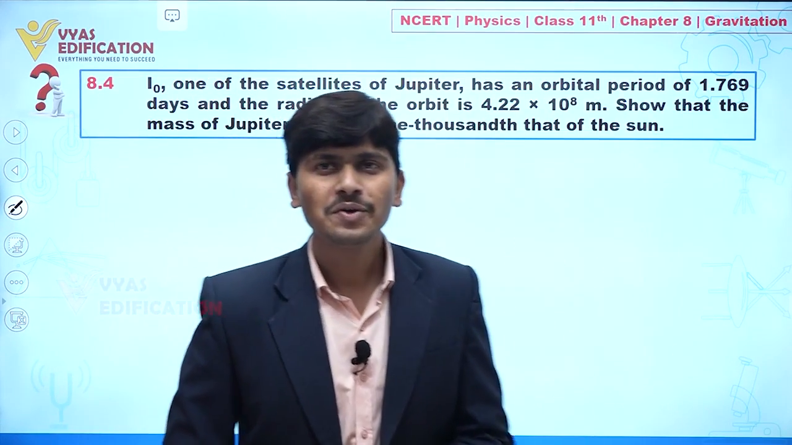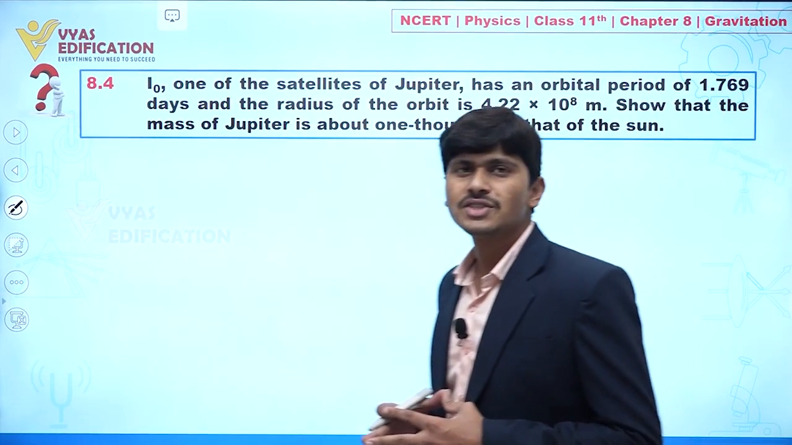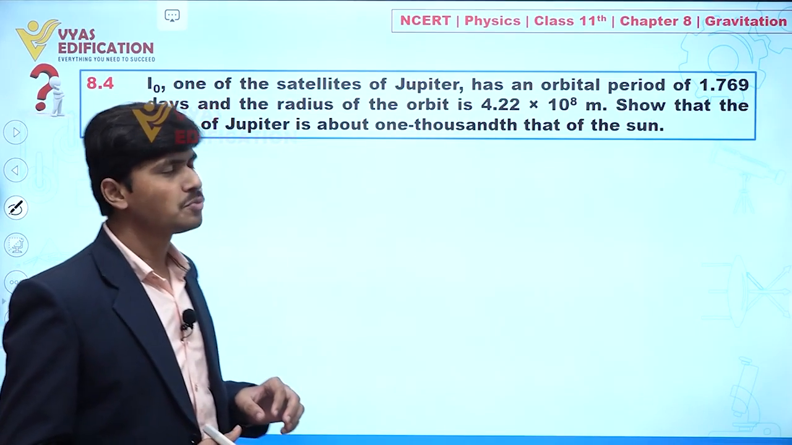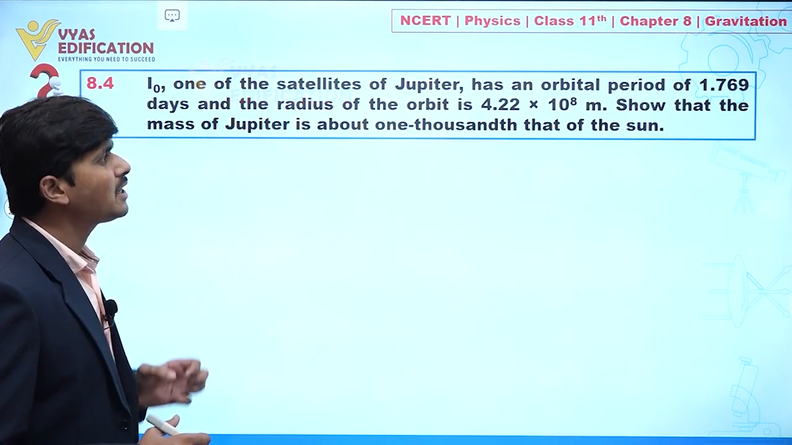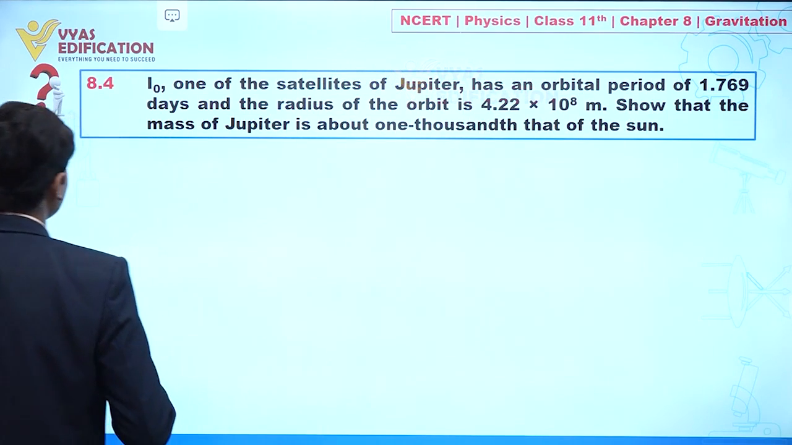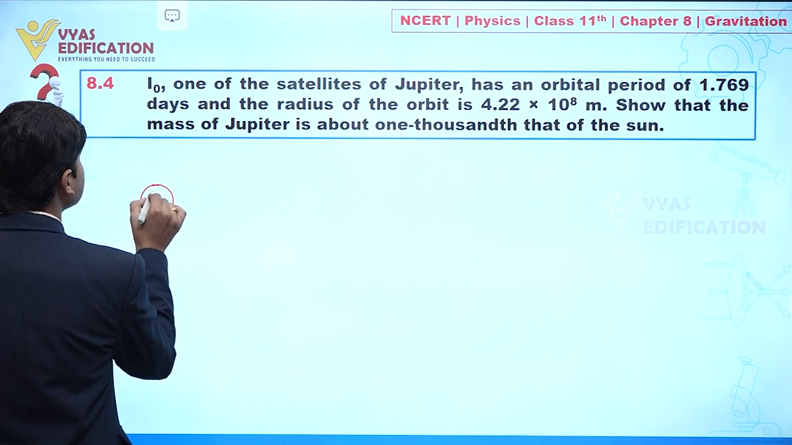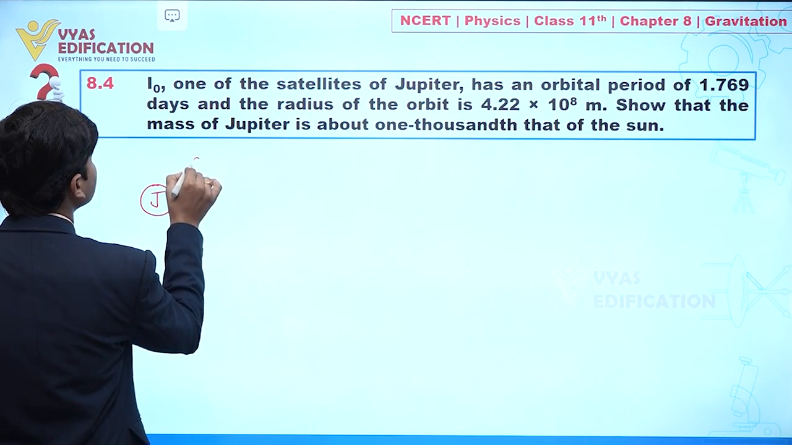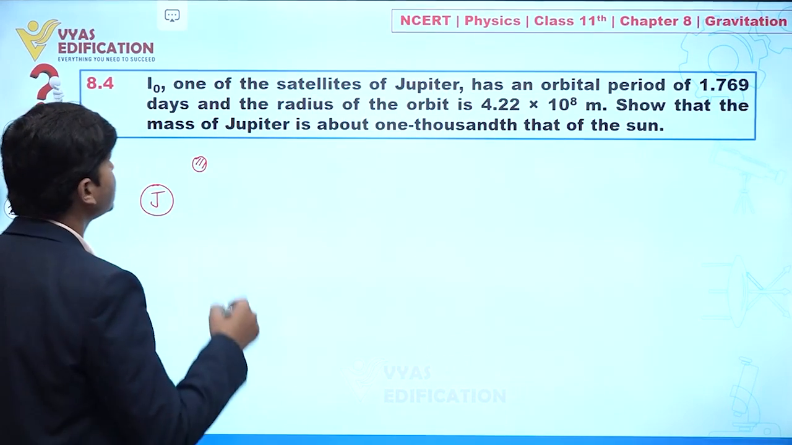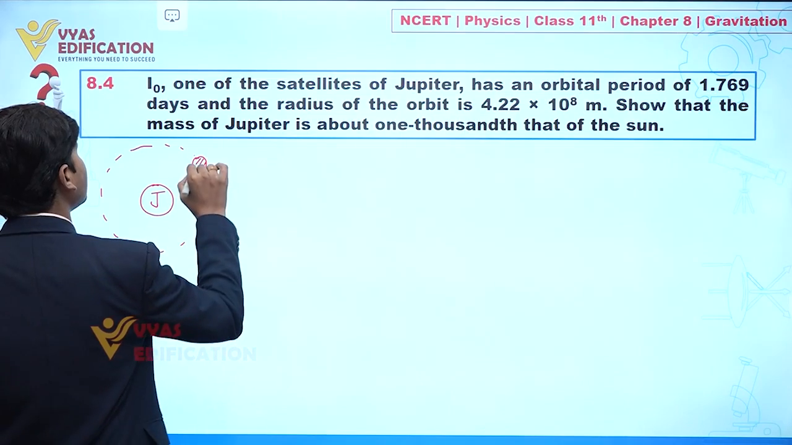Now students, we are going to discuss question number 8.4, and in this question it is given that Io, one of the satellites of Jupiter, has an orbital period and radius of orbit that are given. Let's suppose this is Jupiter, and here this is one of its satellites, and it is revolving around this Jupiter.